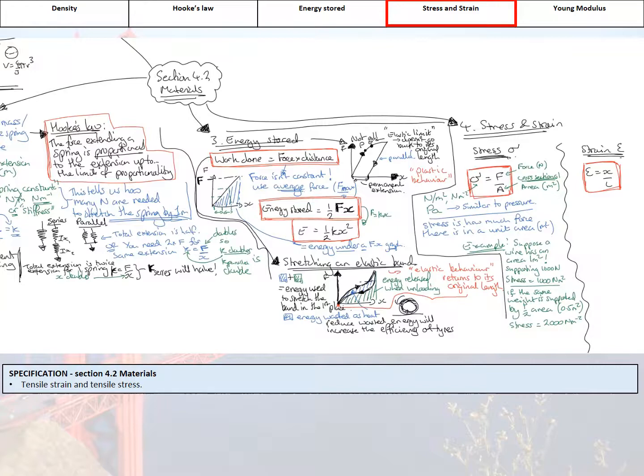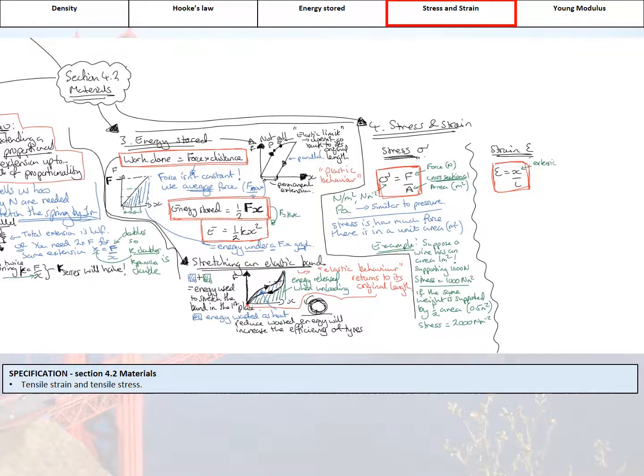Let's have a look at strain. So we've got extension here. I'm going to run out of space. Extension in meters and original length in meters, and therefore strain is going to have no units because meters divided by meters cancels out. It's just a ratio.